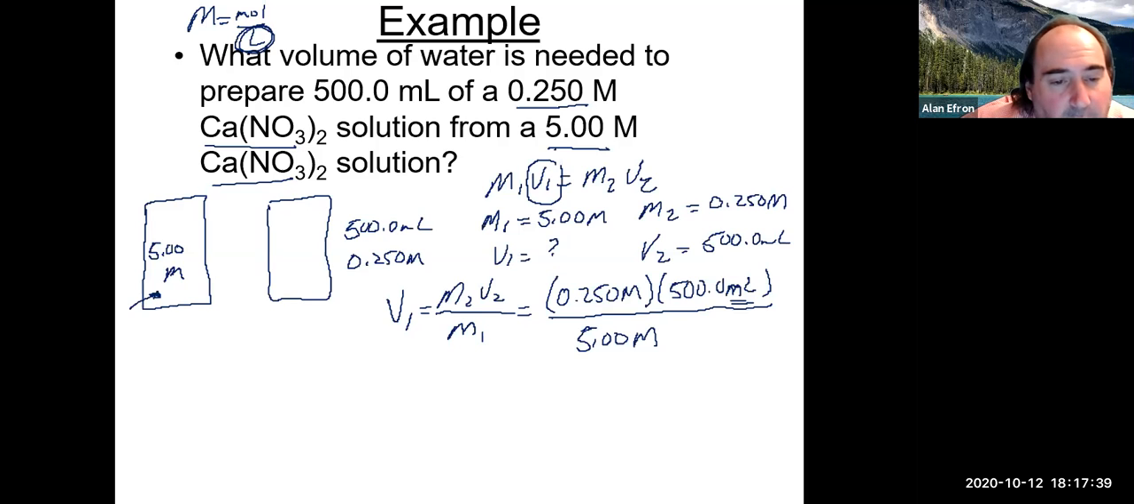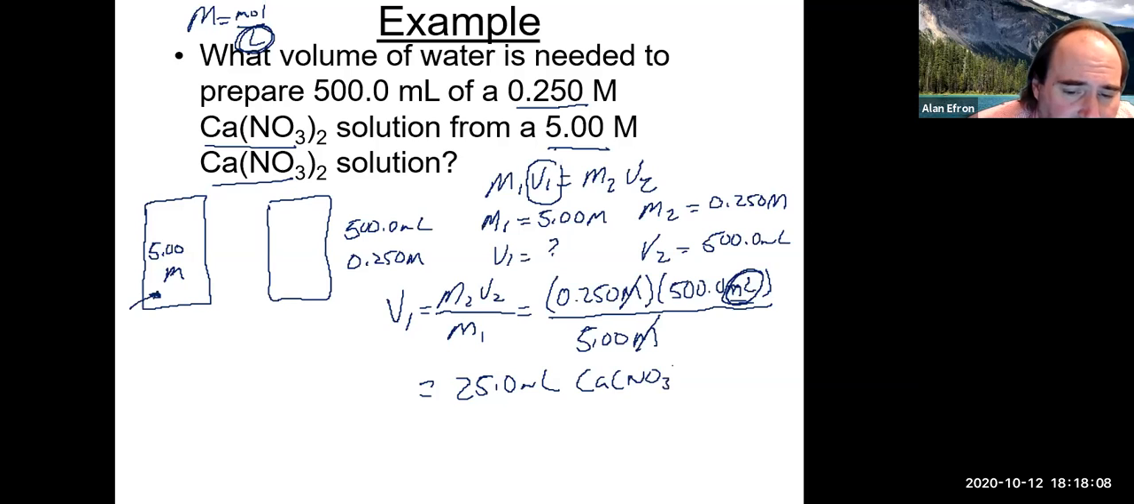So if you want to be on the safe side, just convert it to liters no matter what, then you'll always be okay. The reason it's okay here is that the molarity and the molarity will cancel, and you'll be left with milliliters. You'll end up with something like 25 milliliters. But that is not the answer. That is the volume of calcium nitrate that we need.